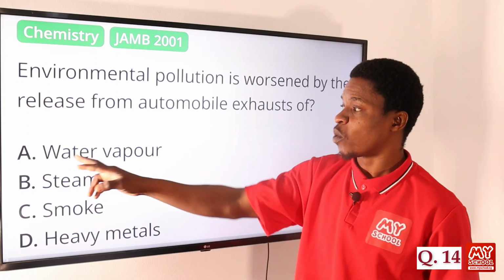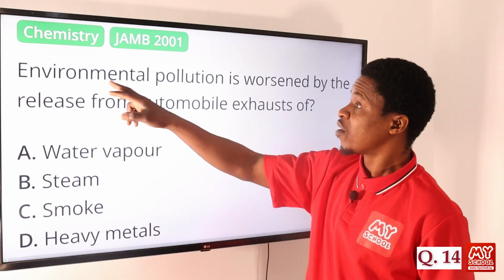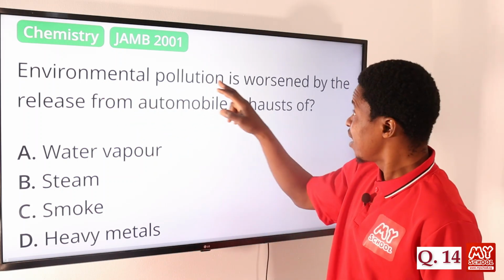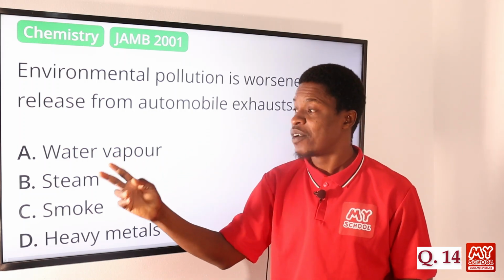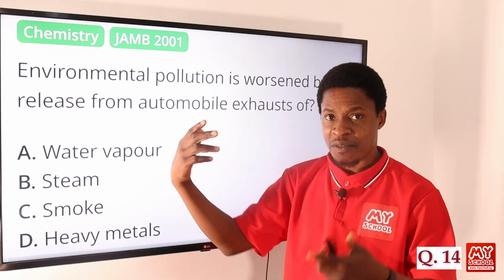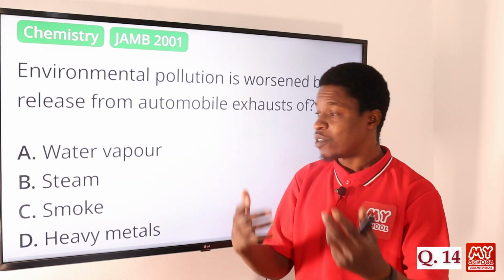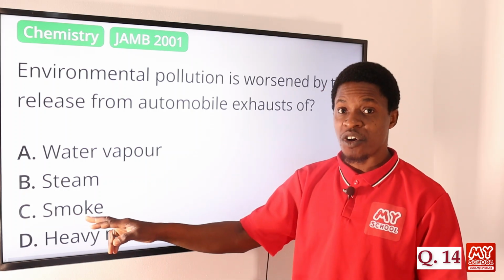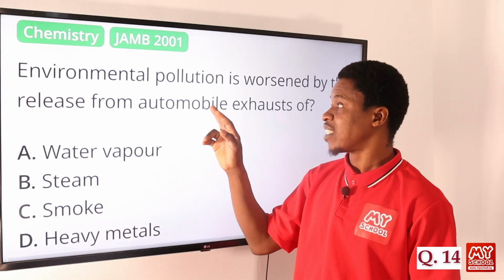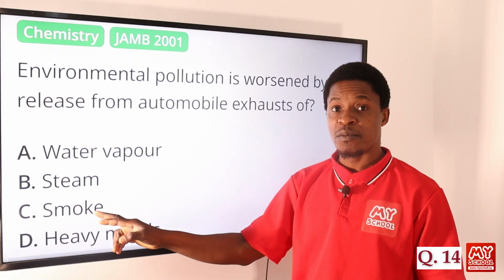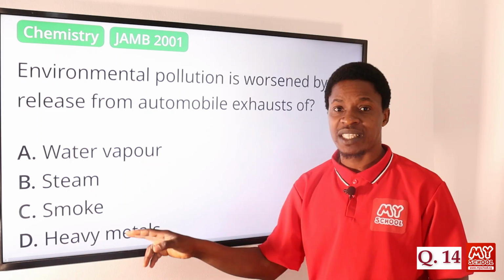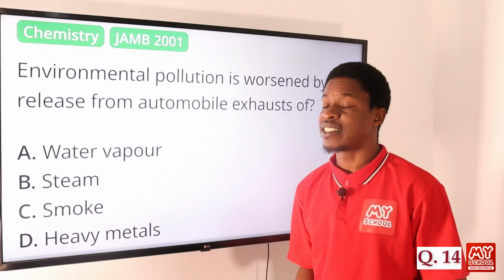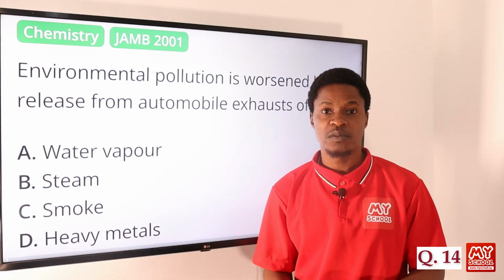Option A says water vapor. No, that is not contributing. Environmental pollution is not worsened by water vapor. We have steam. No, of course, when there's boiling, you have your steam coming up. We have smoke. Smoke is coming from this, because that's where we have carbon monoxide, carbon 2 oxide, carbon, and so on. And then we have heavy metals. This is not. So the correct answer here is option C, smoke.